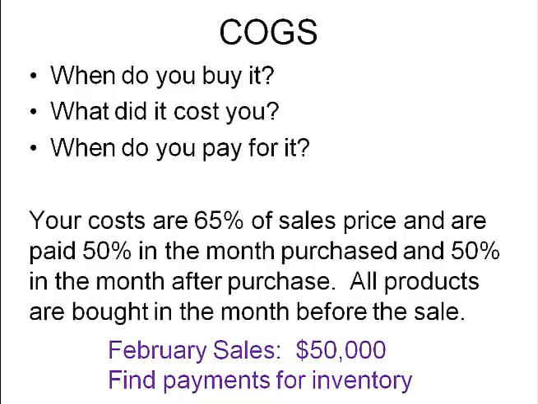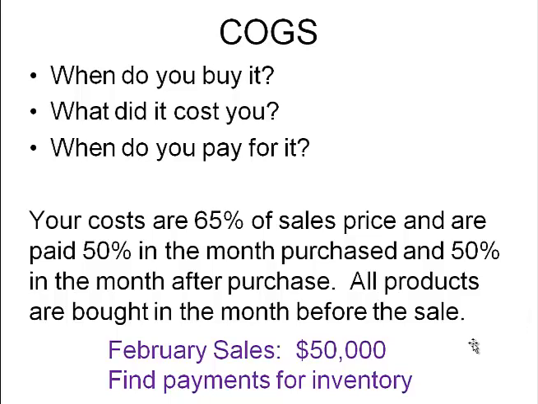Cost of goods sold. This particular company, the costs are 65% of sales. They're paid half in the month that you buy it and half in the month after you buy it. All products are bought in the month before they're sold, right? You can't buy it after you sell it. You've got to buy it at some point before you sell it.